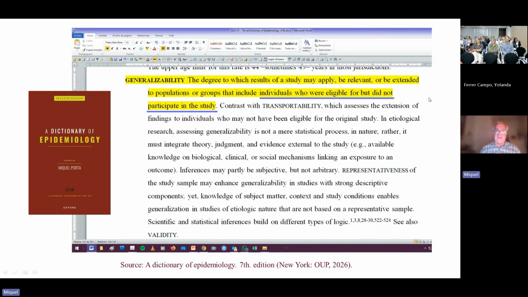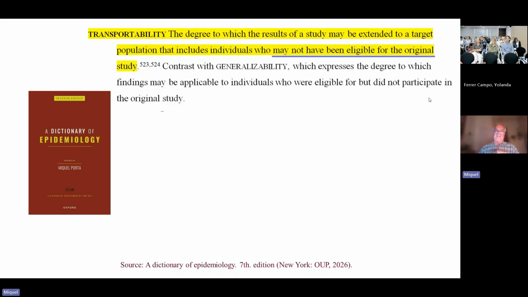Even the concept of generalizability has changed in recent years, okay? And I will tell you why in 20 seconds. It now applies only to individuals who were eligible to participate in the study, observational or experimental, and they did not participate, okay? It always refers to the degree to which the results of the study may apply or be extended to other populations. Generalizability is only for individuals who were eligible, whereas transportability is the same question, but for people who were not eligible.